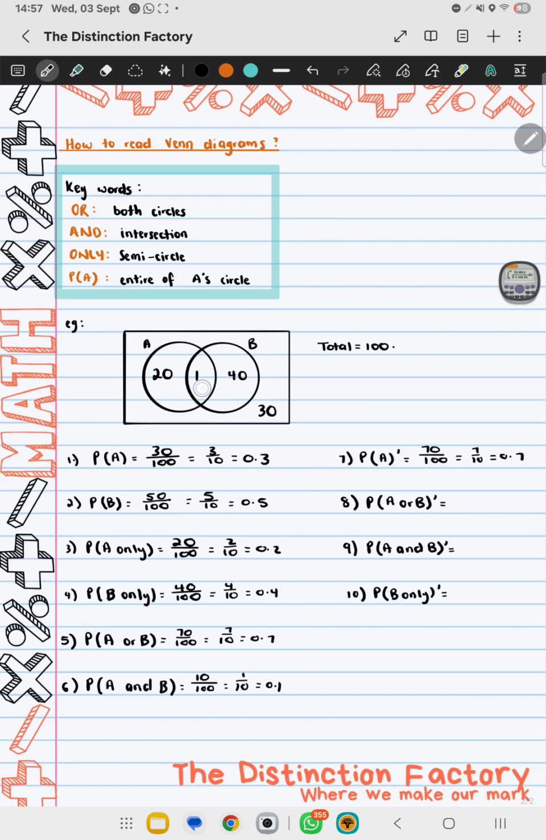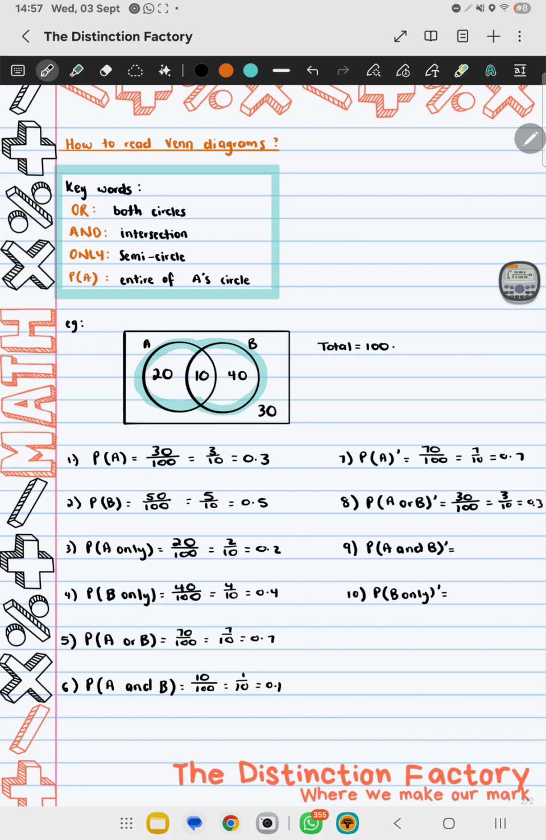Okay, for our next one, we have the probability of not A or B. So we know that A or B is represented by both of the circles, but we are looking for everything that's not that. So we are looking at the 30. So we will say 30 over 100, which is 3 over 10, or 0,3.